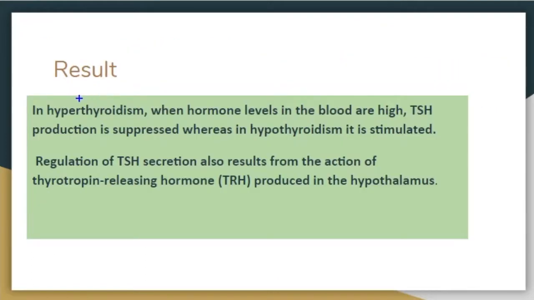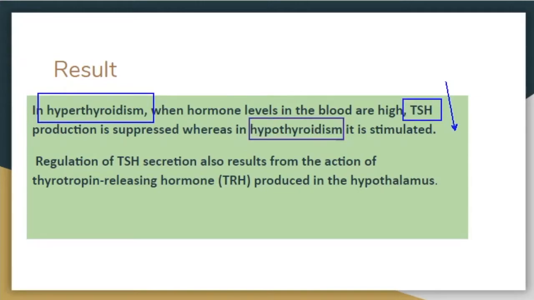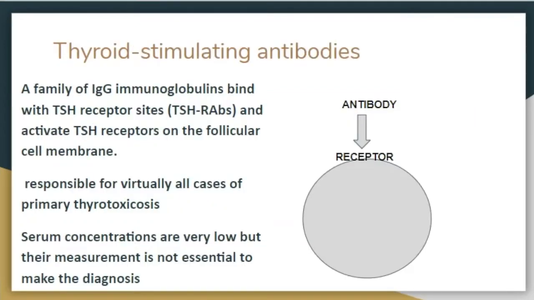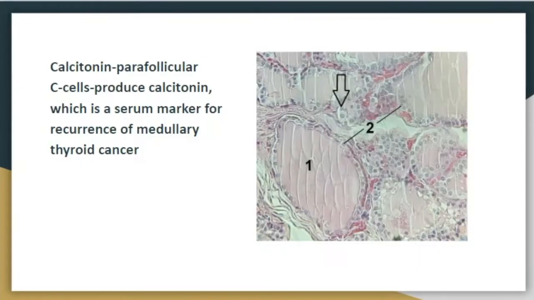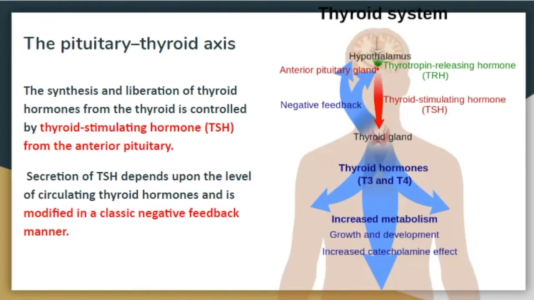So the functional result of this, as I told you, in hyperthyroidism, when the hormone levels in the blood are high, the TSH production will be suppressed. Whereas in hypothyroidism, when the hormone levels are low, the TSH production will be stimulated. Now the regulation of TSH secretion also results from the action of TRH, which is produced by the hypothalamus. So you must remember that point as well.